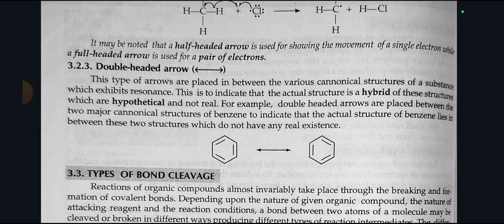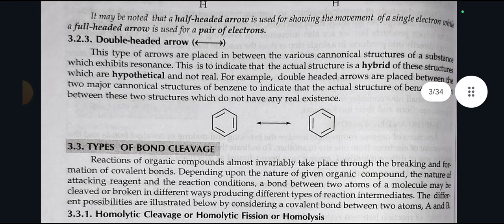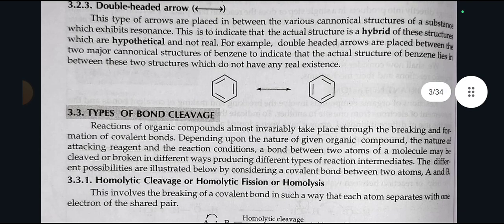3.2.3 Double-headed arrows. This type of arrow is placed in between the various canonical structures of a substance which exhibits resonance. This is to indicate that the actual structure is a hybrid of these structures, which are hypothetical and not real. For example, double-headed arrows are placed between the two major canonical structures of benzene to indicate that the actual structure of benzene lies in between these two structures, which do not have any real existence.